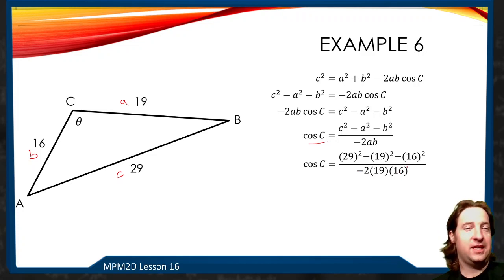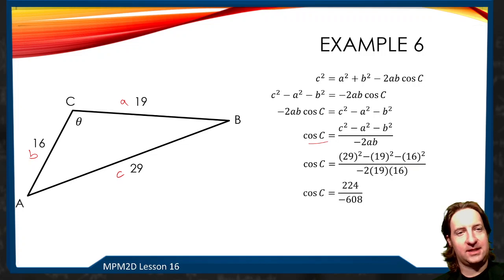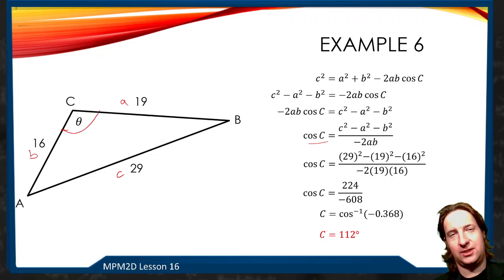And again, when we calculate these, take your time. Don't just plug it all in your calculator. Let's calculate the numerator and the denominator separately. So notice here that we're going to end up with a negative value for cos of C, which means that my angle is actually going to end up larger than 90, which makes sense. See, it's an obtuse triangle. It's not an acute triangle, right? So it's going to be 224 divided by negative 608. So be careful with the negatives, right? We don't lose track of those negatives. And we're going to have a negative value for cos of C. And again, solving for C, we just take the inverse of the cos, and we end up with 112 as our final answer.